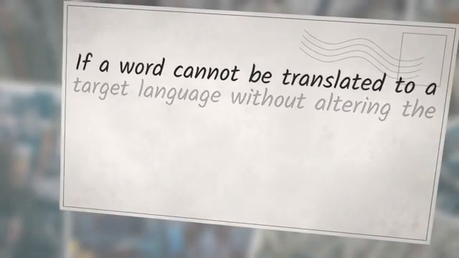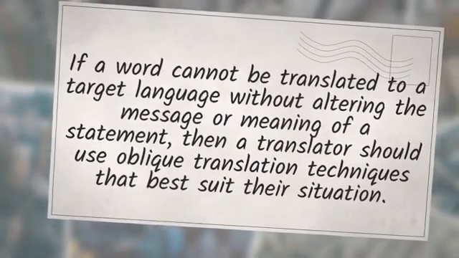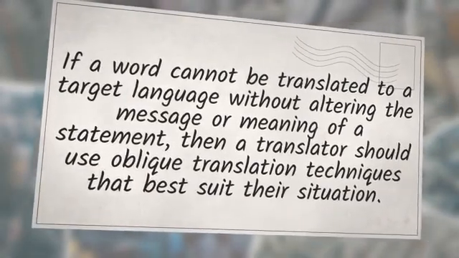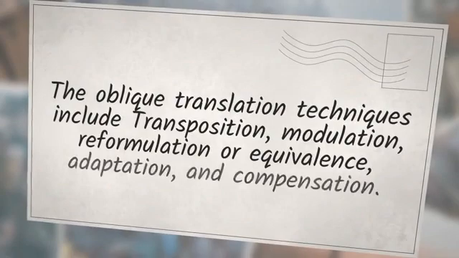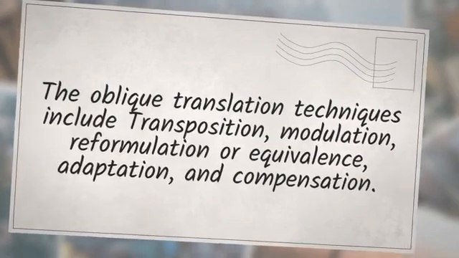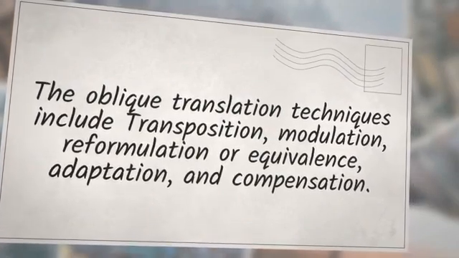If a word cannot be translated to a target language without altering the message or meaning of a statement, then a translator should use oblique translation techniques that best suit their situation. The oblique translation techniques include transposition, modulation, reformulation or equivalence, adaptation, and compensation.